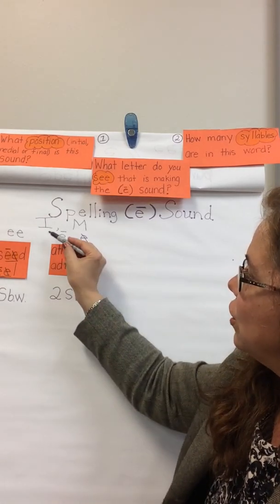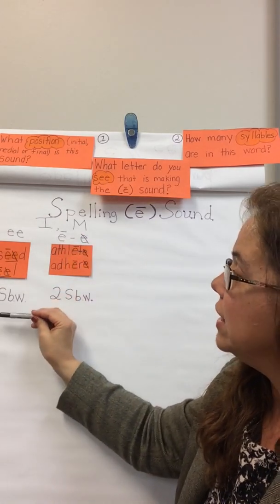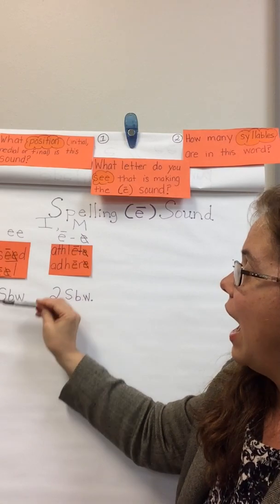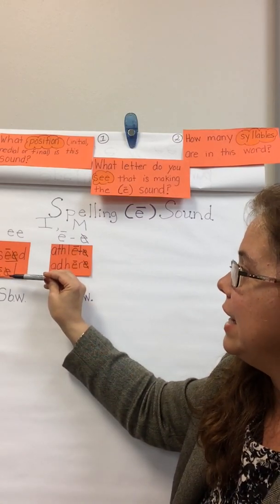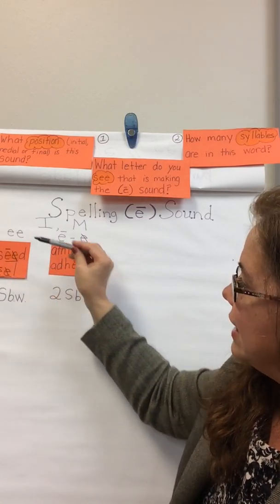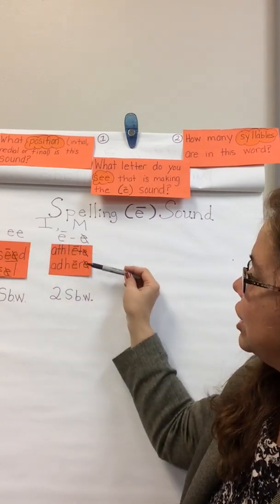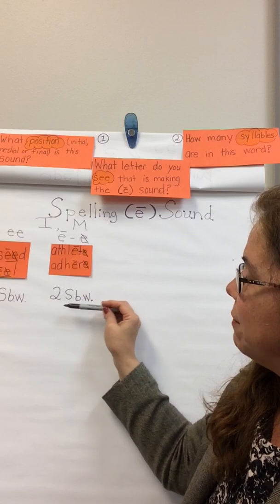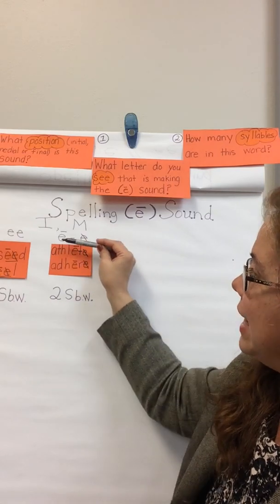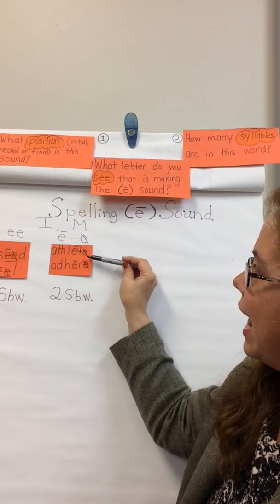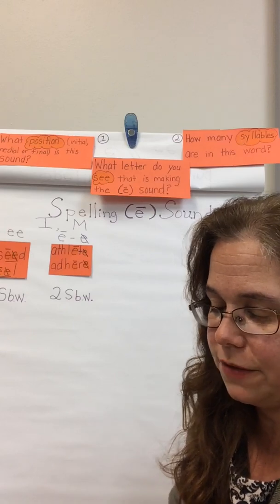So in the initial and medial position, if it's a 1 syllable base word, I'm going to write digraph EE as in seed. In the initial and medial position, if I heard E in a 2 syllable base word, I'm going to write E, consonant E, as in athlete. Let's look at some more words.